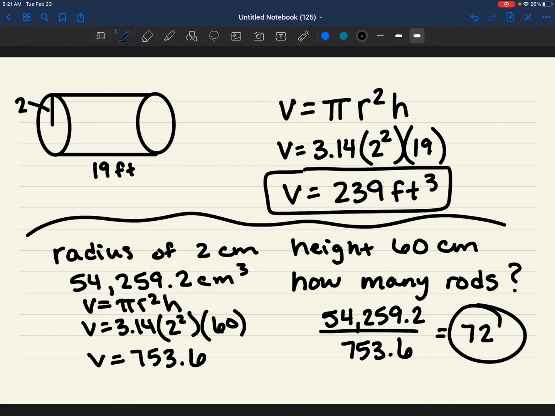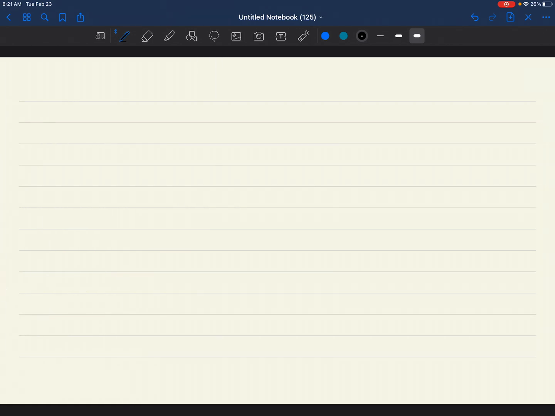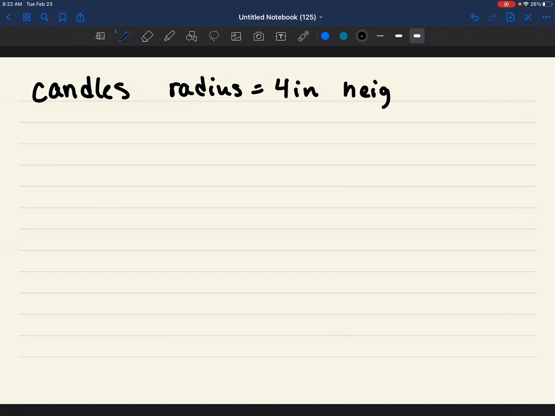Okay. All right. Last one. We good? It says that a company makes candles in the shape of a cylinder. They have a radius of 4 inches and a height of 3 inches. How much wax will be needed to make 120 candles?